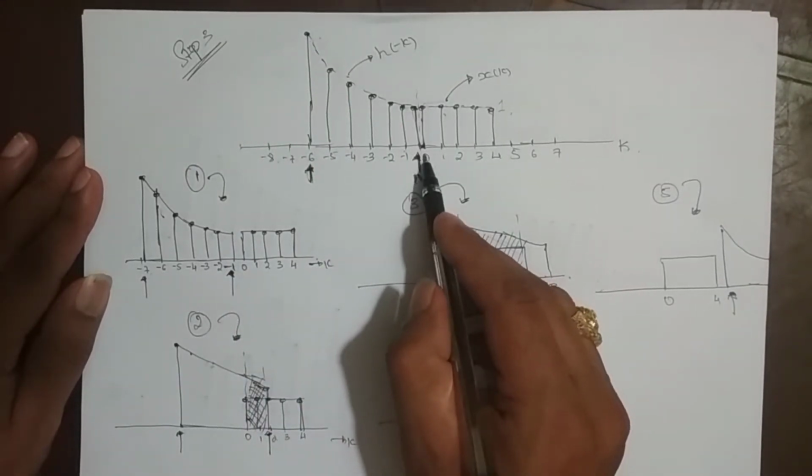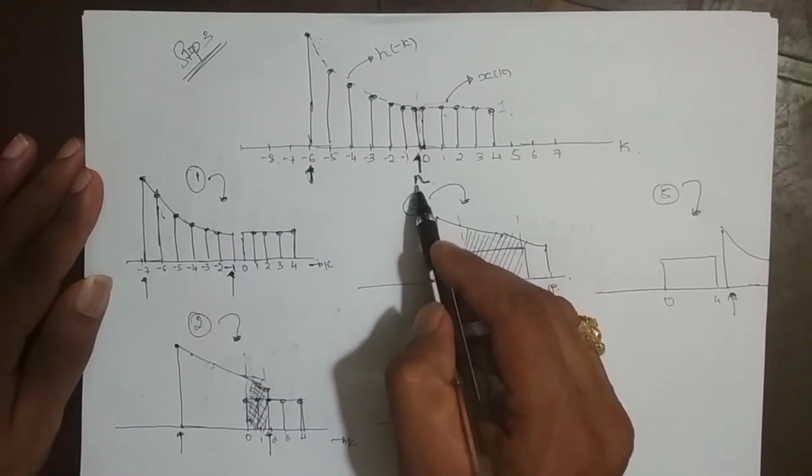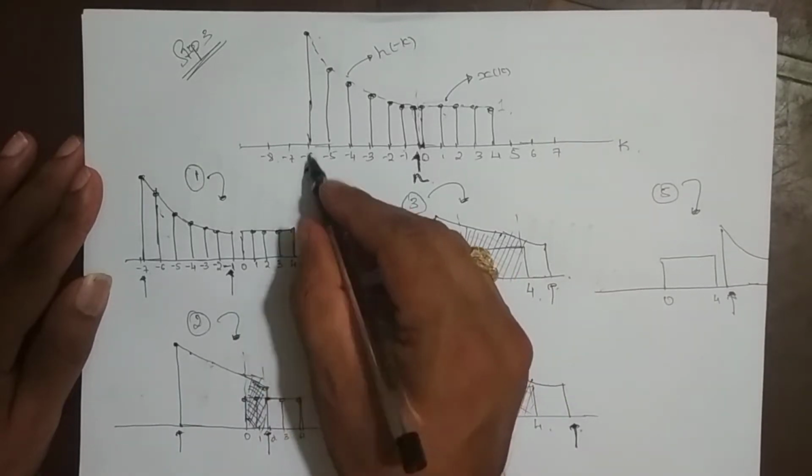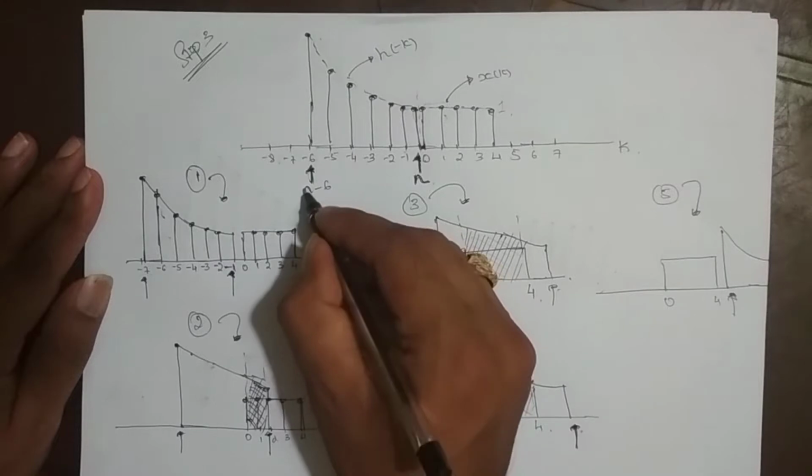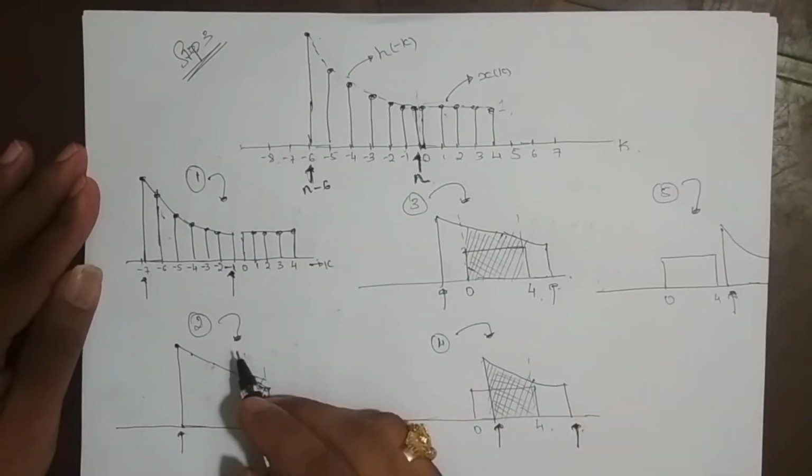So now this is at k equal to 0, so this is n now. Now this is at k equal to minus 6. What is this slider index? It is nothing but n minus 6. Okay, hope it is convincing.